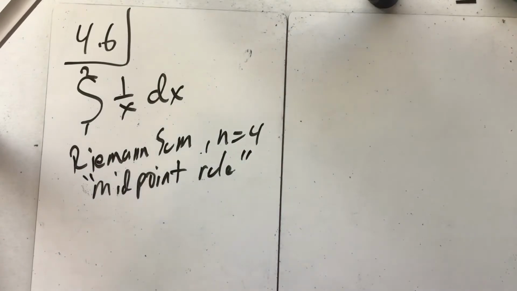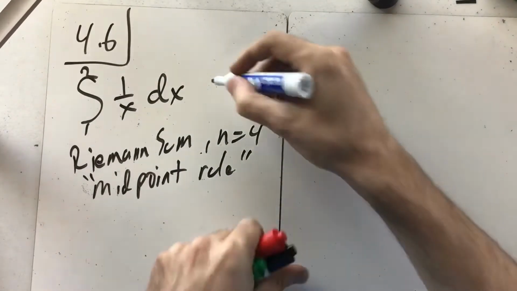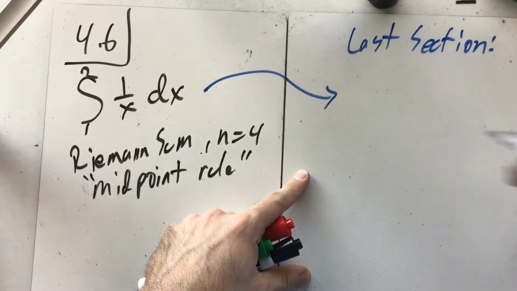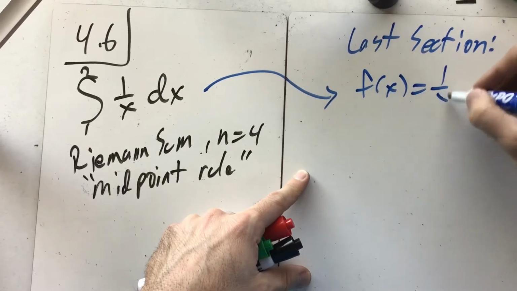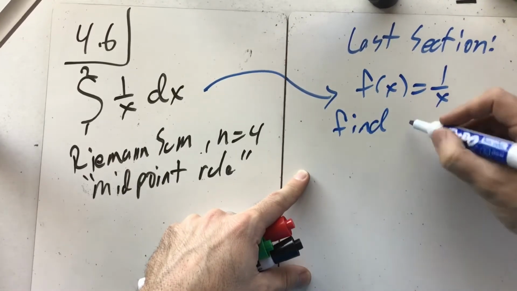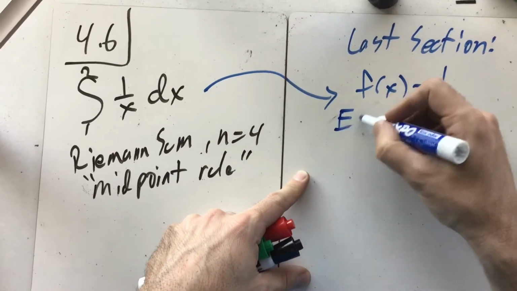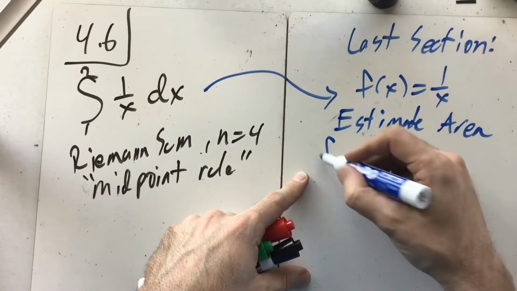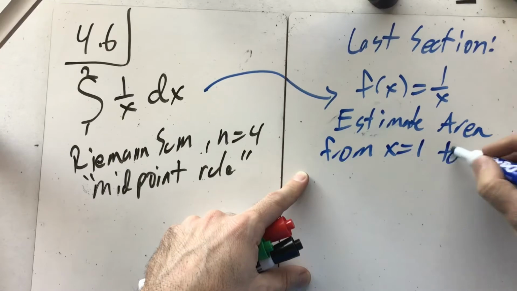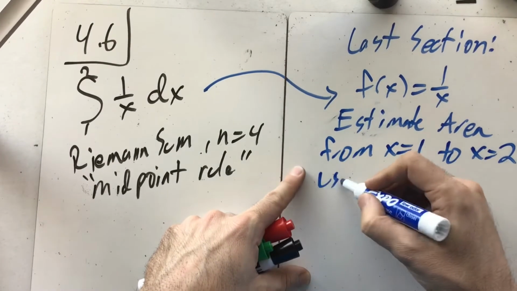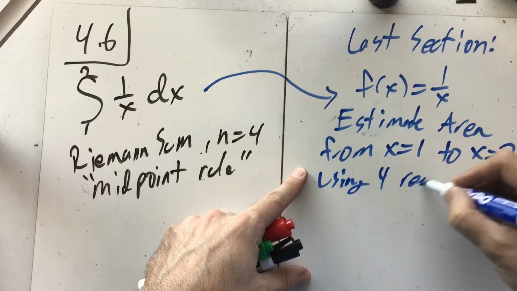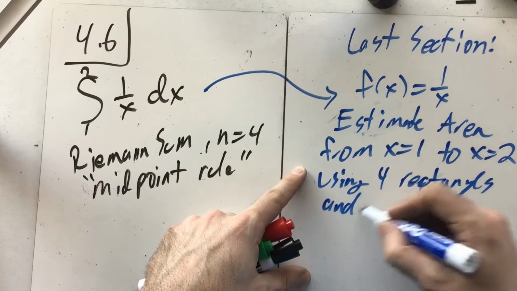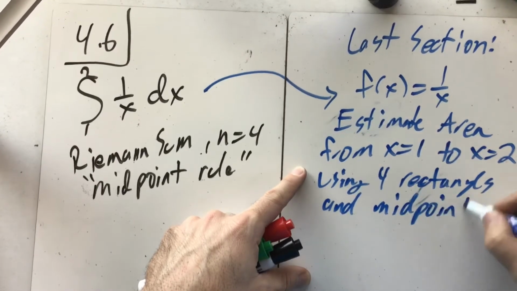Okay, so let's just translate this into the last section. What would we have asked? We'd have said, well, f of x equals 1 over x. Find the area, or I would say estimate the area, from x equals 1 to x equals 2 using 4 rectangles and midpoints as sample points.